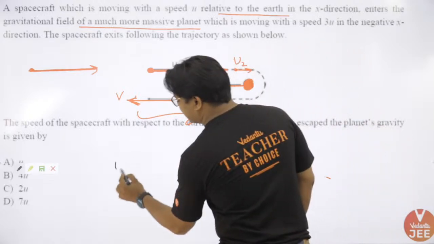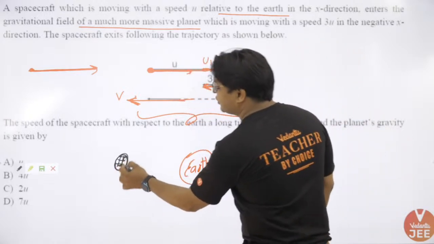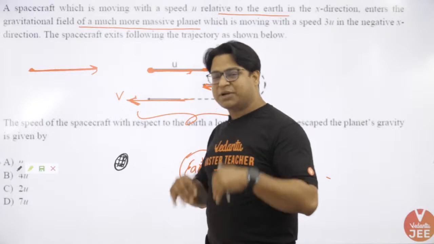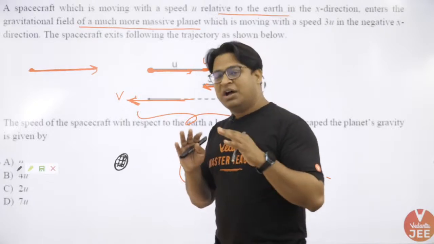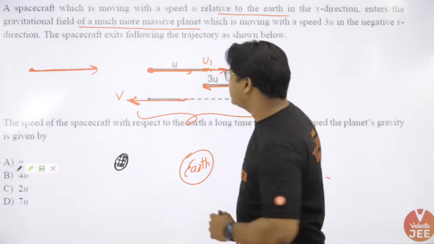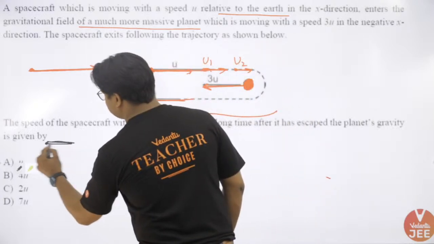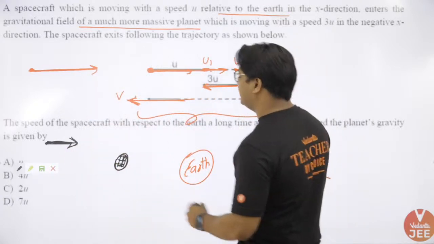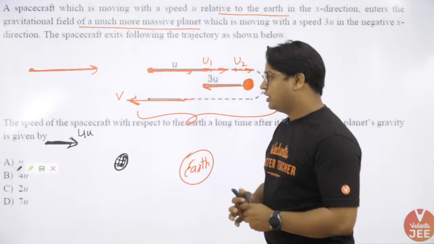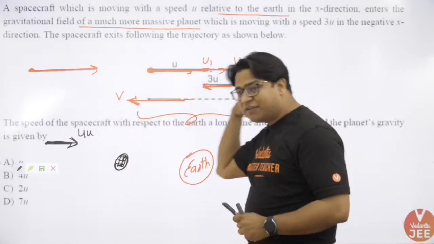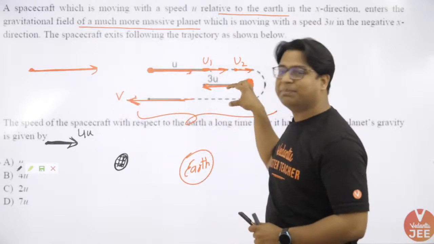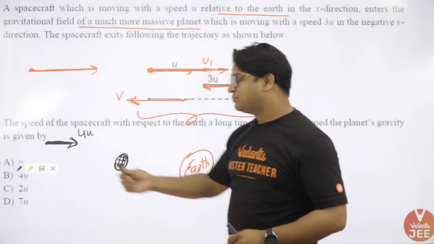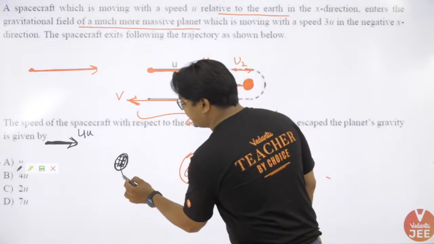So with respect to the planet, let's say this is the planet, what will be the speed of the planet? 0. Any observer with respect to himself is always at rest. So this planet is at rest. Now, as far as the speed of this spacecraft is concerned, when it was far away, that speed as seen from the planet will be 4u. Think about this. It was coming from far away. The planet itself was traveling with 3u. So a person sitting on the planet will say that the spacecraft was coming with a speed of 4u.